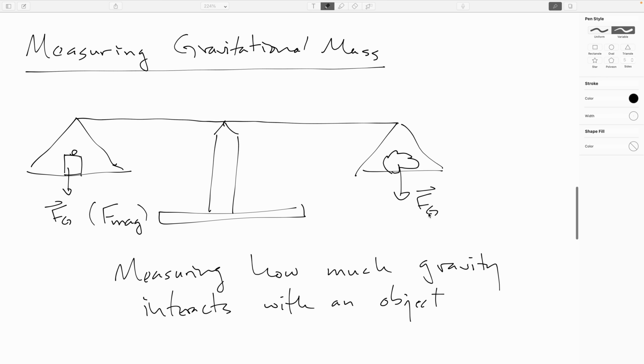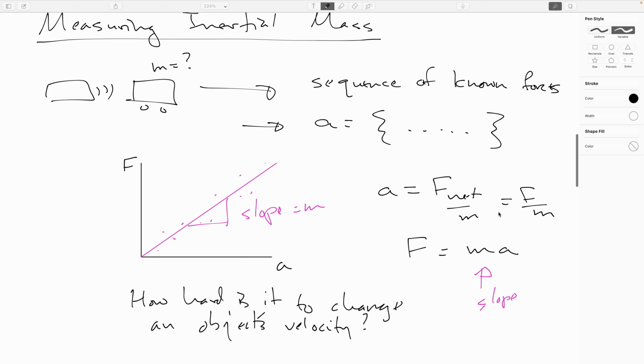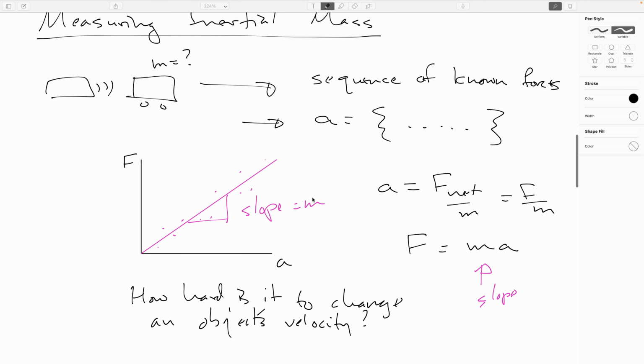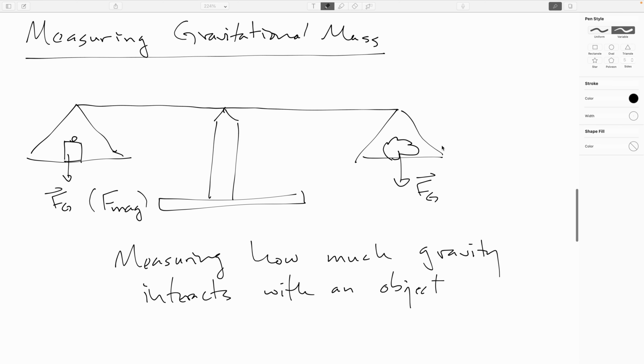Flip side here, what we use a pan balance for is measuring the gravitational mass, which is how much gravity interacts with an object. So here, the higher the inertial mass, the lower the acceleration for a given force. Here, the higher the gravitational mass, the harder Earth or some other planetary body will pull on it, or actually anything will pull on it gravitationally.